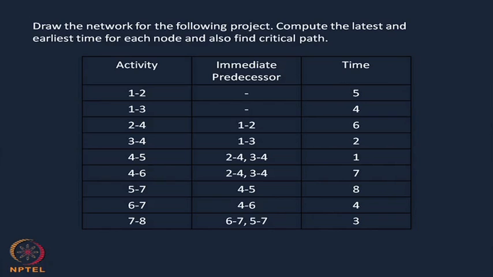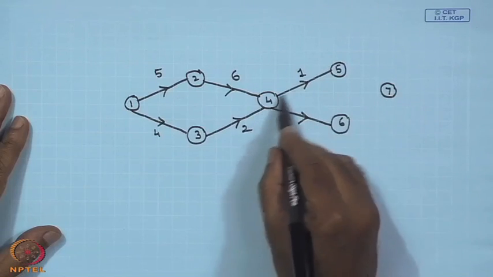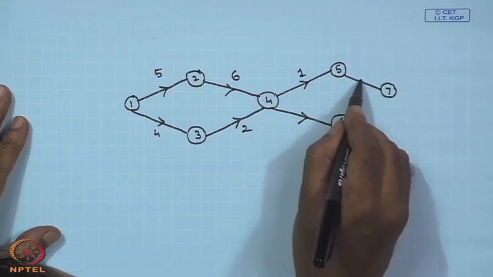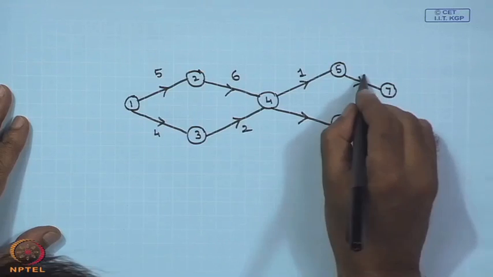Next you see, the activity 5, 7 can start after activity 5. So, I am drawing this activity 7. After completion of 4, 5, I can start it. So, you are drawing it from the table, time taken is 8.